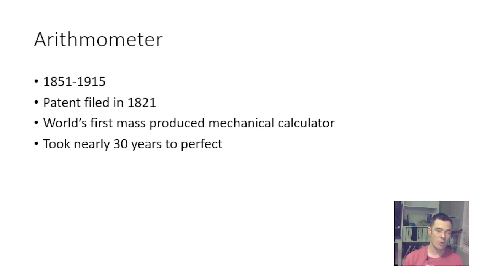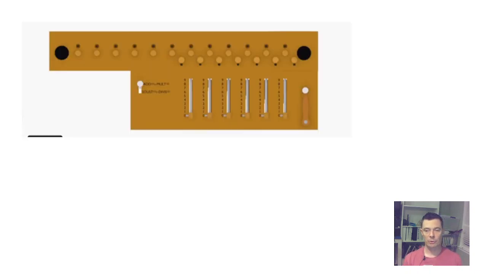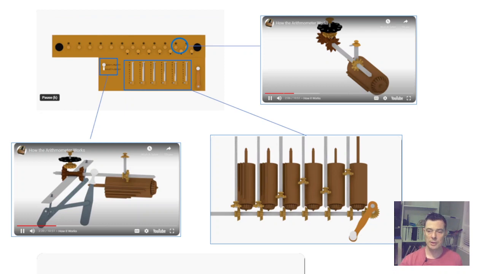And I think the culmination of mechanical calculators was this device here, which took the inventor about 30 years to perfect. And here's what it looked like. And we'll go through real quick how it worked.